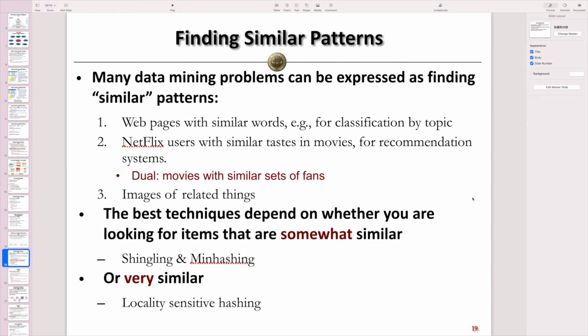Given two images, if they contain similar objects, they will have many similarities with each other in the pixels or in the content. So many problems can be defined as finding similar patterns in the input data.